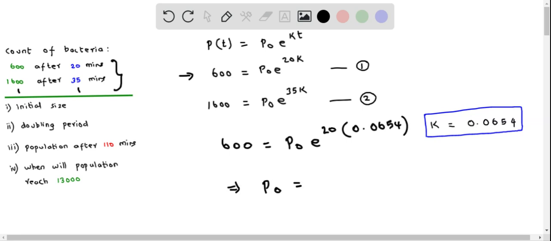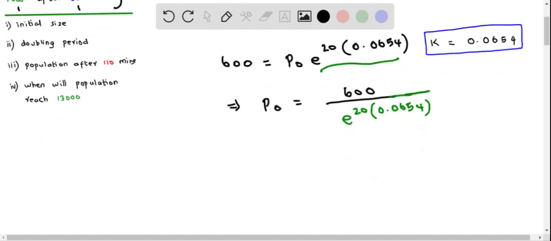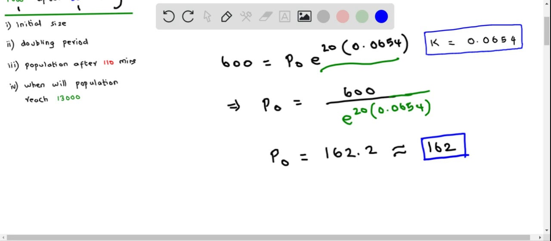Therefore p naught equals 600 divided by this expression. So we write this as e raised to the power of 20 times 0.0654. And we determine this numerical value by plugging into the calculator. And so when we do that, we get p naught equals 162.2, and this one is approximately 162. That is, p naught represents the initial size of the bacteria.